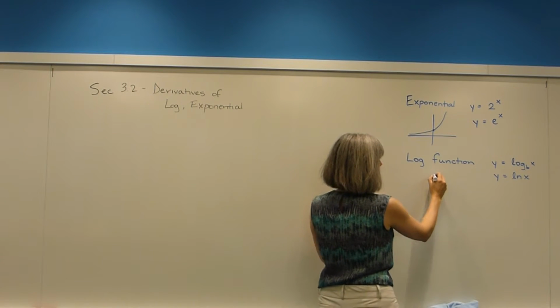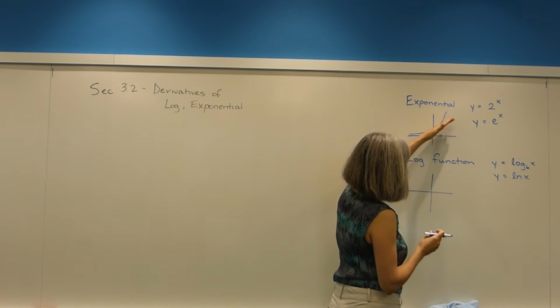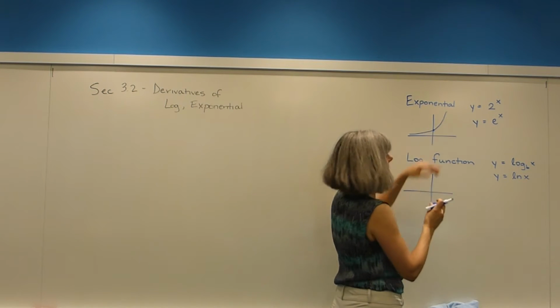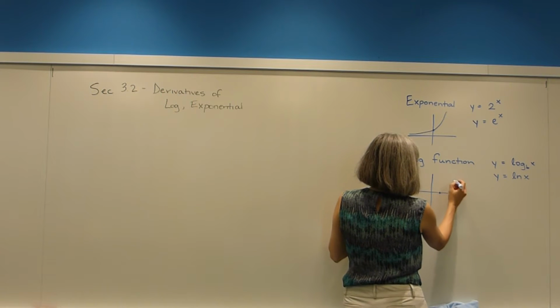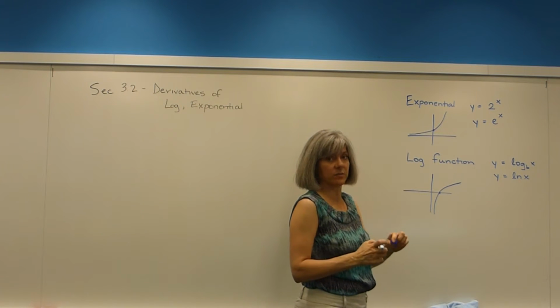So another example of this, e to the x. Okay, so this is a log function. It is an inverse function, so we can think of it as being reflected about the y equals x line. So this is going to go like this. It has a vertical asymptote. This one has a horizontal asymptote.